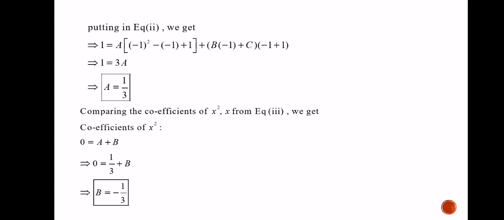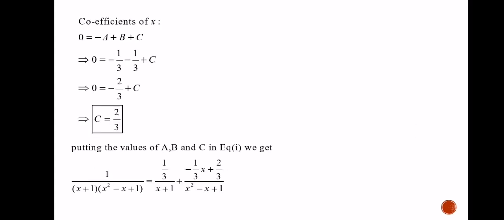Now since we do not have any more linear non-repeated factors, we cannot apply the zeros method anymore. So we will use the comparison method to find the values of the remaining two unknowns B and C. For this we first compare the coefficients of x square and get 0 is equal to A plus B. Since the value of A is 1 by 3, substituting it, we get the value of B as minus 1 by 3. Now we compare the coefficients of x and we get the equation 0 is equal to minus A plus B plus C. So we put the values of A and B to find the value of C from this equation, and we get C is equal to 2 by 3.